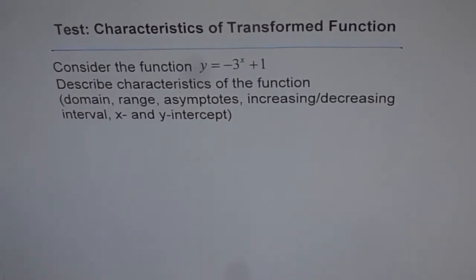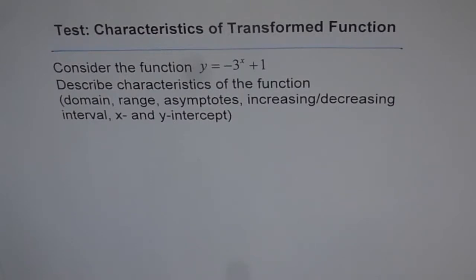Characteristics of transformed function. With the help of this test problem, we'll try to understand the exponential function. The question here is: consider the function y equals minus 3 to the power of x plus 1. Describe characteristics of the function, which means domain, range, asymptotes, increasing and decreasing intervals, x and y intercepts. This is what you need to do for this transformed exponential function, right?